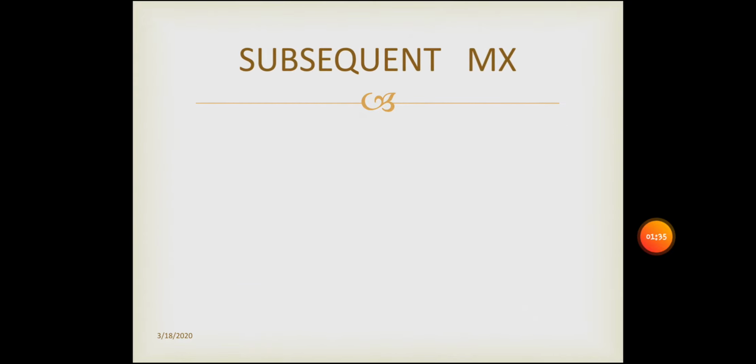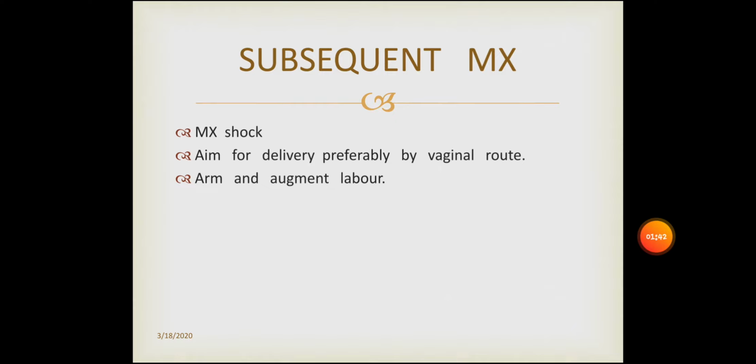Now what is the subsequent management? Management of shock, aim for delivery preferably by vaginal route, artificial rupture of membranes and augmentation of labor, then provide adequate analgesia, anticipate postpartum hemorrhage.